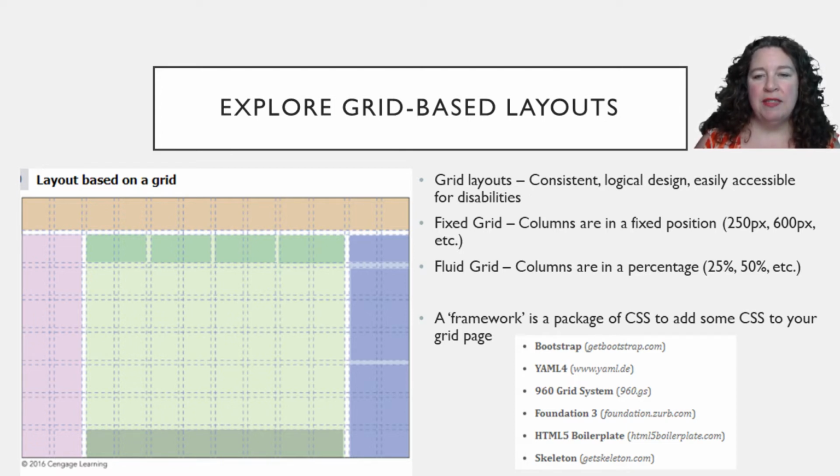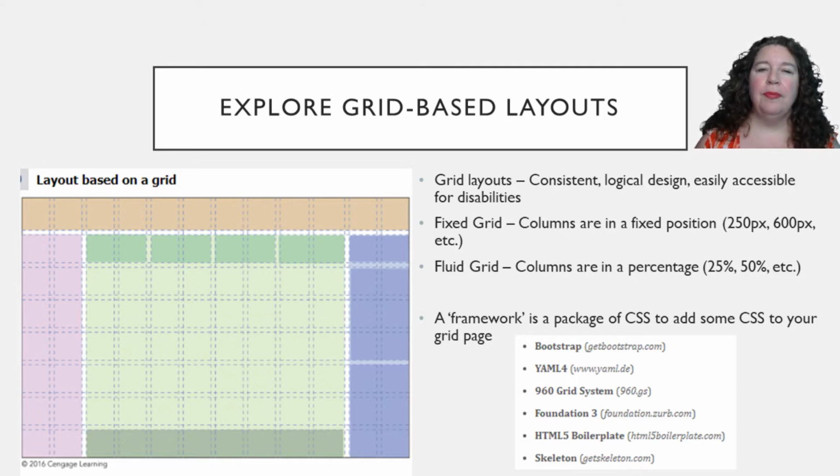Again, we've talked about the idea that you can do a fixed or a fluid. Columns can be either fixed as a certain amount of pixels or fluid as a percentage, and you can change those around as necessary. You can even have some columns be fixed and some columns be fluid if that's something that you need to do, although I recommend either picking one or the other for each one of your individual grids.